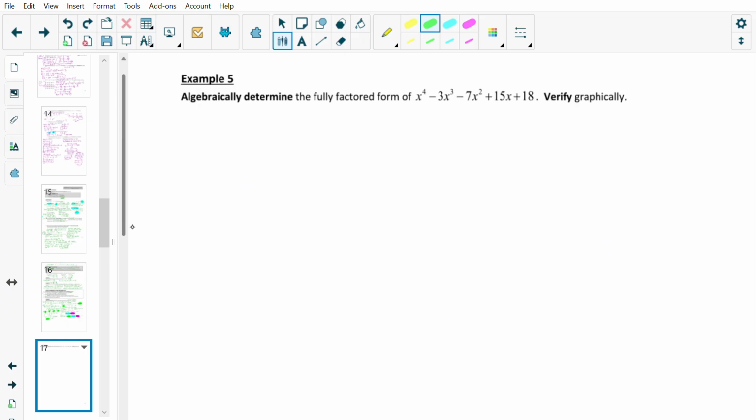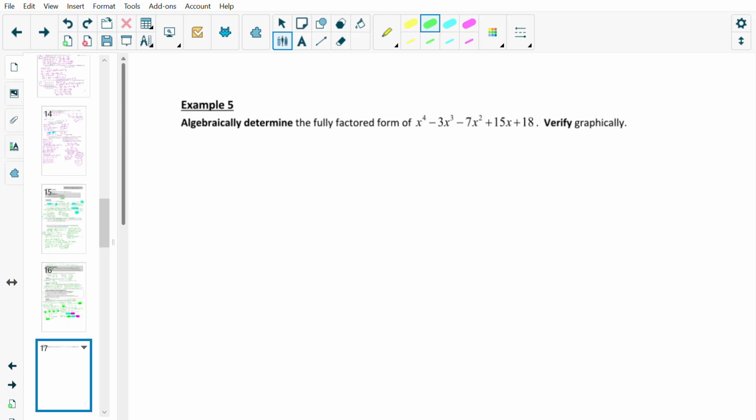Okay, next page. Okay, example 5. Algebraically determine the fully factored form of x to the 4th minus 3x cubed minus 7x squared plus 15x plus 18. Verify it graphically. So we're going to do this through the trial and error method again, and we're going to verify this graphically.